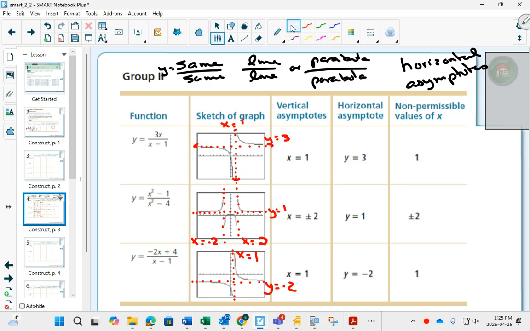I'm going to actually add a word. You know how I have same over same? I'm going to add the word same degree, same degree. And it's a word probably you haven't heard much since grade 9, but the degree of something is the biggest exponent. So a line over a line would be a degree of 1 over a degree of 1. A parabola over a parabola would be a degree of 2 over a degree of 2.